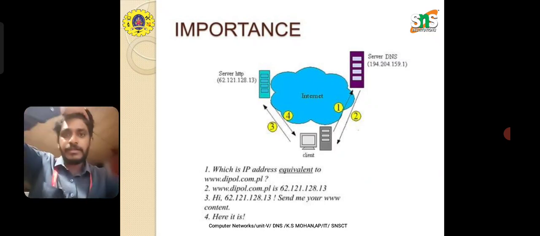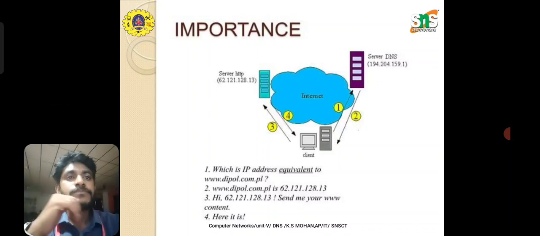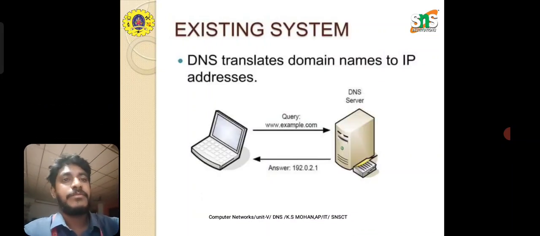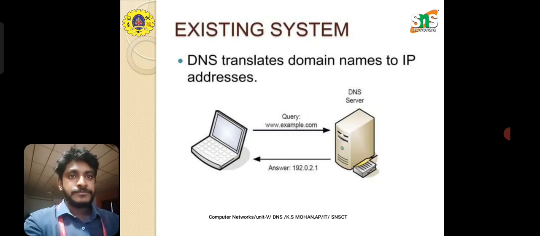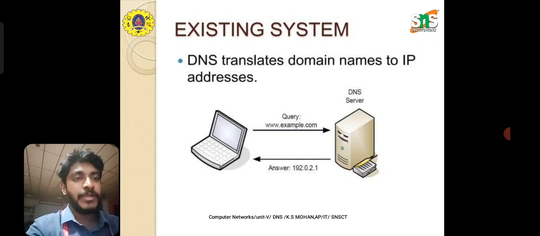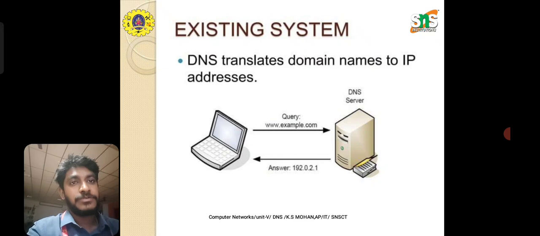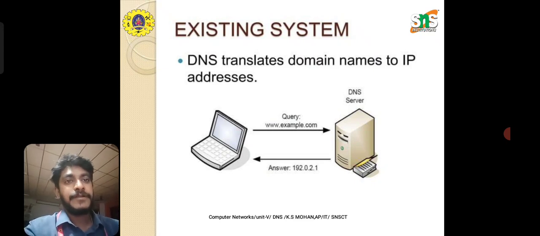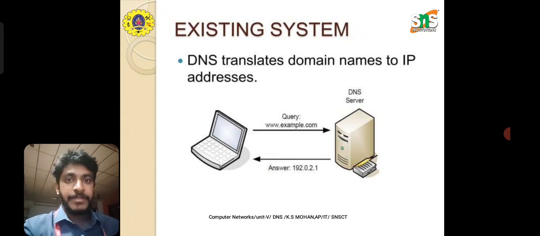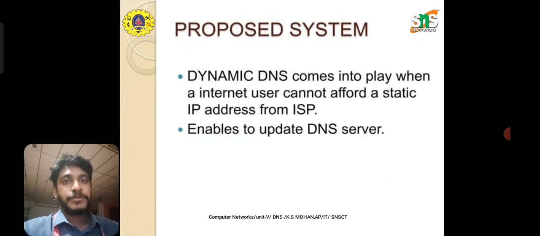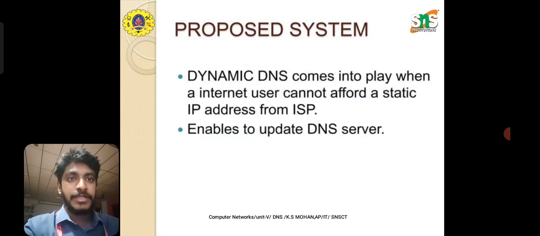Coming to this point, we have the existing DNS system available in computer networks. The DNS translates domain names to IP addresses. Query and answer, example.com, 1.2, DNS server here. So DNS translates domain names to IP addresses and the exact value can be updated here. Then in the proposed system, dynamic DNS comes into play when an internet user cannot afford a static IP address from the ISP, so it enables updating the DNS server.